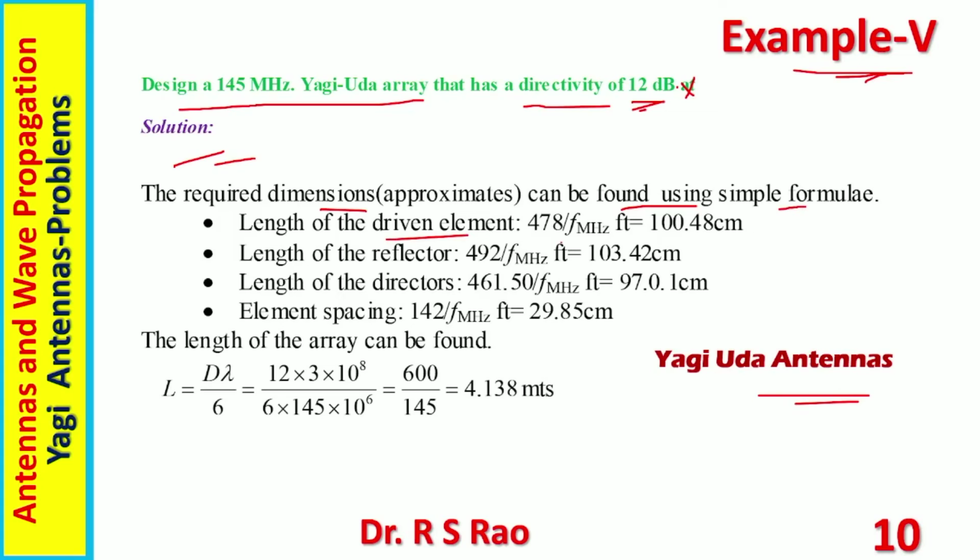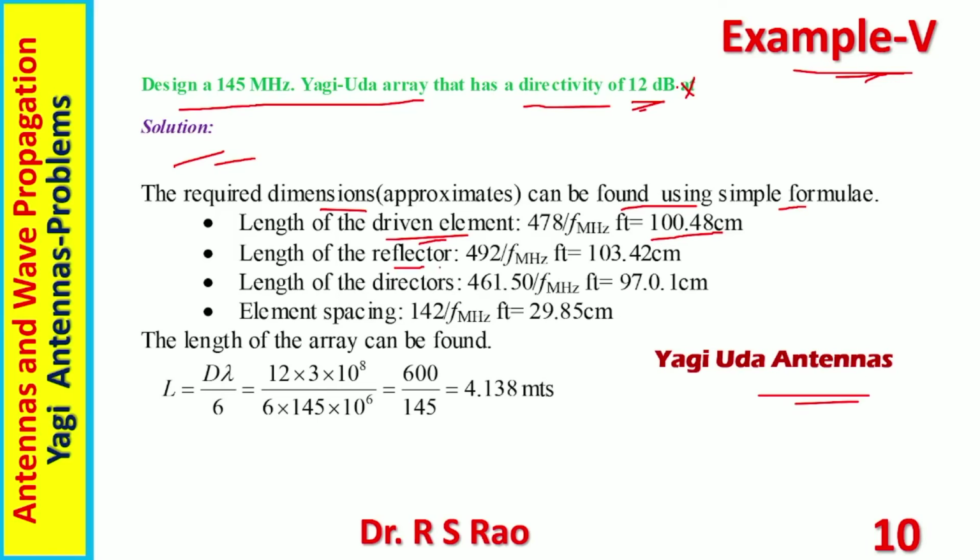Length of driven element is 100.48 cm. Here we used formulas. These formulas are in terms of feet. These are the same as what we have used in the previous problems. Here they are in feet, these are in meters, but there is no difference, the same formula. So length of driven element becomes 100.48 cm.